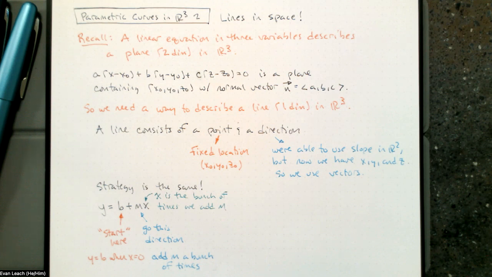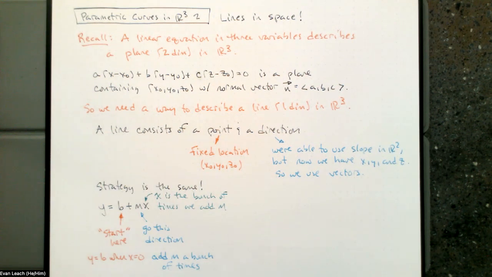Our direction is going to be described as a vector. We're actually eventually going to describe the whole thing as a vector like we did yesterday. So our strategy is going to be the same. Let's build a line in R3 that goes through the point x naught, y naught, z naught, and follows a direction of some vector.